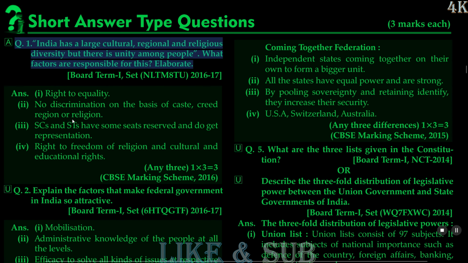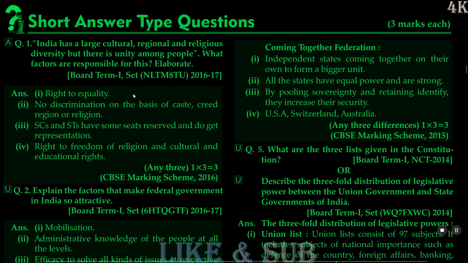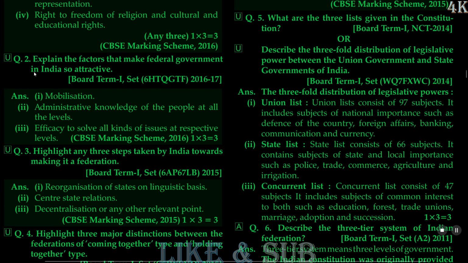India has a large cultural, regional, and religious diversity, but there is unity among people. What factors are responsible for this? 1. Right to equality. 2. No discrimination on the basis of caste, creed, region, or religion. 3. SCs and STs have some seats reserved and do get representation. 4. Right to freedom of religion and cultural and educational rights.